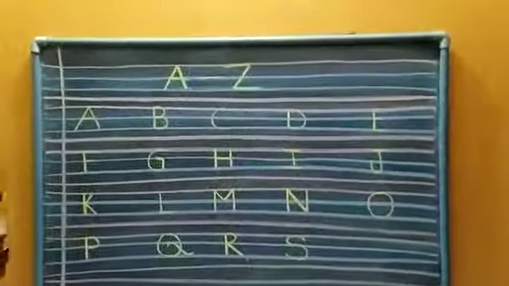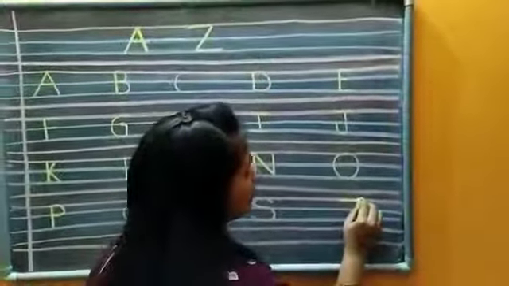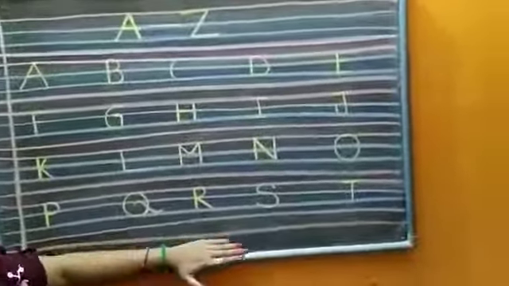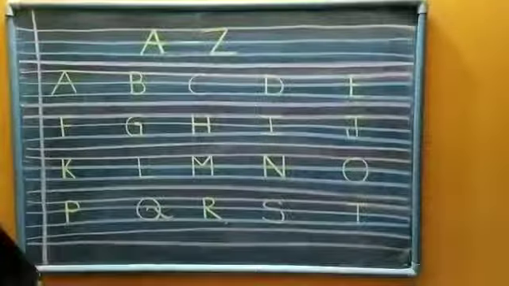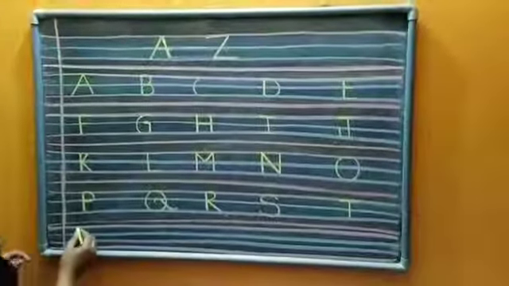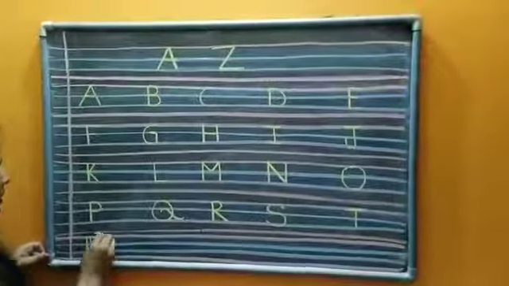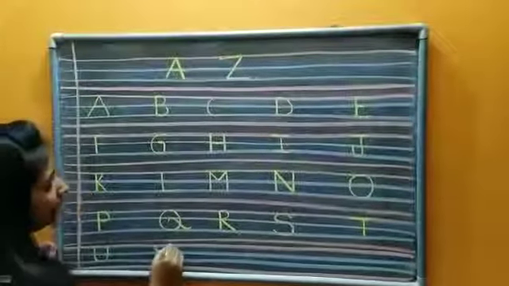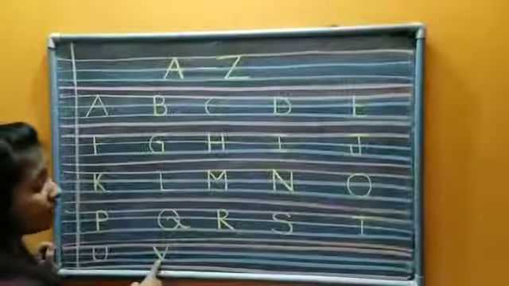Now the time to write T. So here we go. One sleeping line and one standing line. So I don't have lines over there. I have to draw some lines. So for the next alphabet, turn it like this. It is U. Now time to write V. One slanting line, another slanting line, join to the point becomes V.